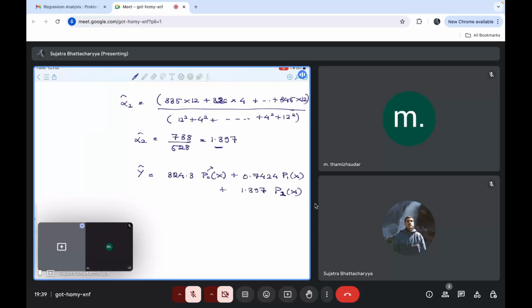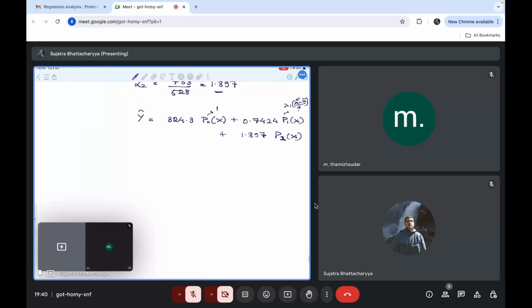And when you change it into beta naught, beta 1 or beta 2, you have to just replace. P naught is what? 1. P1 is lambda 1, x minus x bar divided by d. So you have to keep the x bar and d, you can put it here. In that way, you will find out what will be the beta naught, beta 1 and beta 2. So this is the answer, the fitted model.